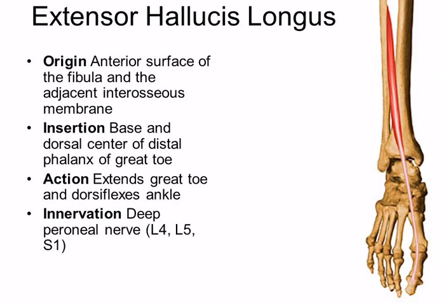Extensor hallucis longus. Origin: anterior surface of the fibula and the adjacent interosseous membrane. Insertion: base and dorsal center of distal phalanx of great toe. Action: extends great toe and dorsiflexes ankle. Innervation: deep peroneal nerve, L4, L5, S1.